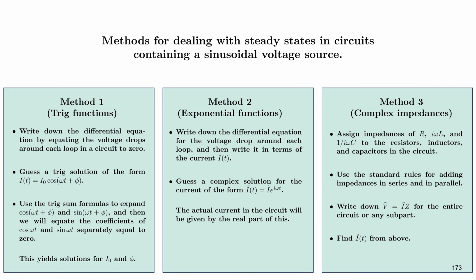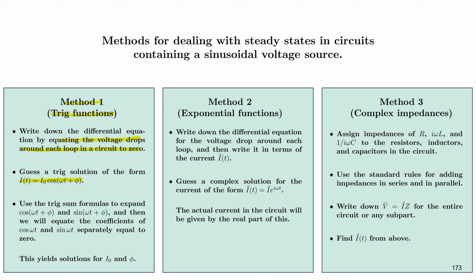In general, there are three methods to solve the steady-state solutions in circuits containing a sinusoidal voltage source. We have already gone through method 1, which uses trigonometric functions. In this method, we will write down the differential equations by equating the voltage drops around each loop in a circuit to zero. We will then guess a trigonometric solution of the form i(t) equal to I0 cos(omega t plus phi).